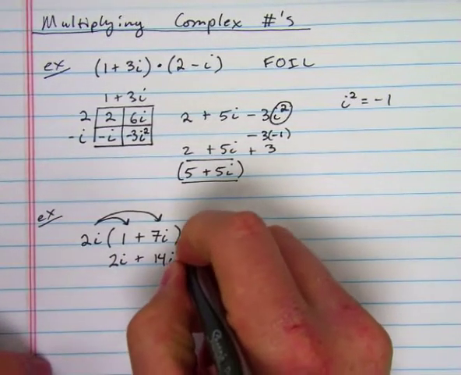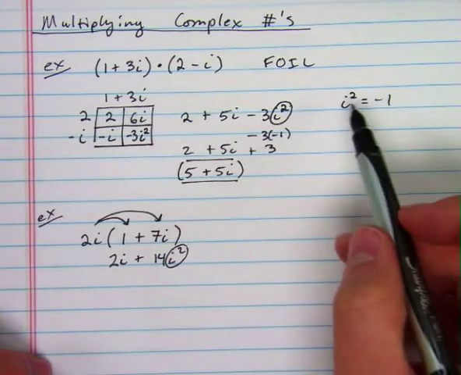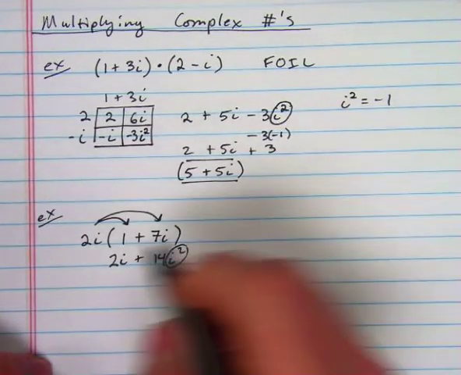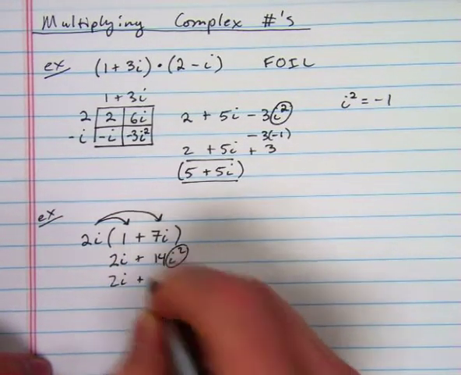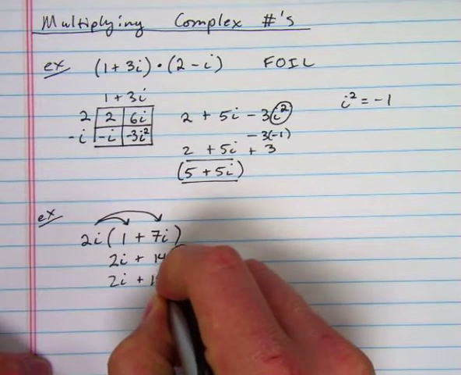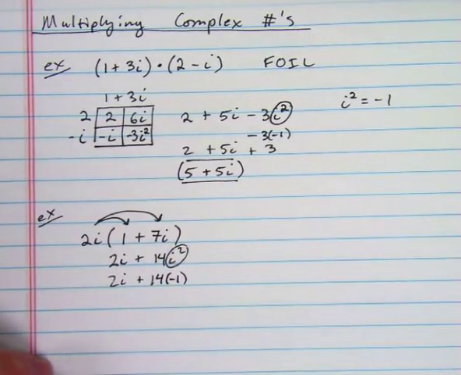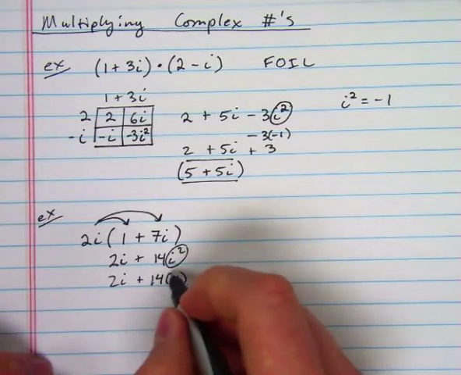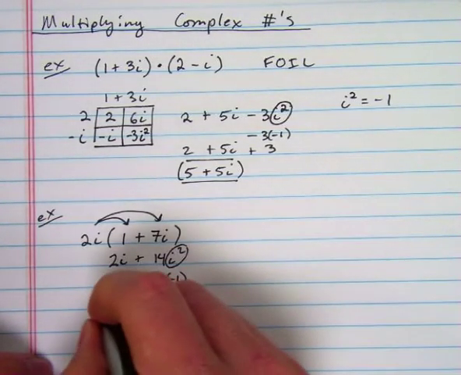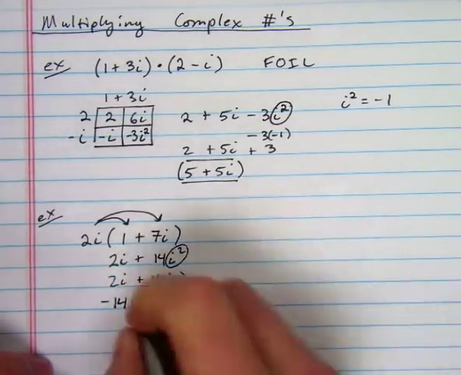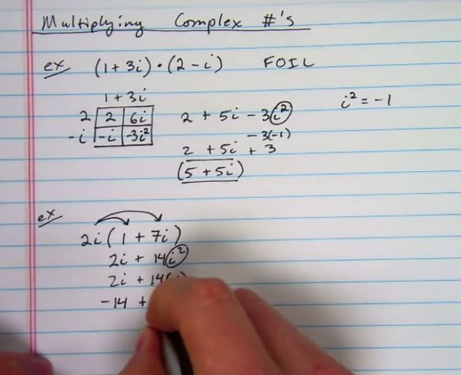Alright, again though, we have an i squared, and if you remember, i squared is always negative 1. So I could think of that, or I should think of that, as 14 and a negative 1 right next to it. So that's going to turn into negative 14, and this is going to be 2i. It will be negative 14 plus 2i.